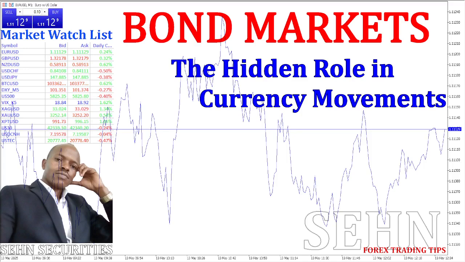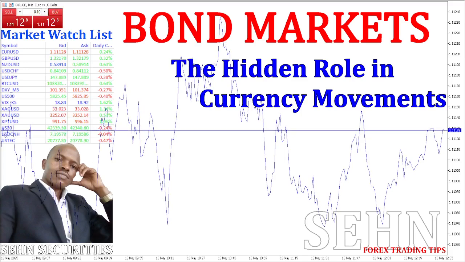As with any skill in trading, mastery comes with practice. By regularly analyzing bond yields and integrating them into Forex strategies, traders can gain a clearer view of the market's heartbeat and stay one step ahead.